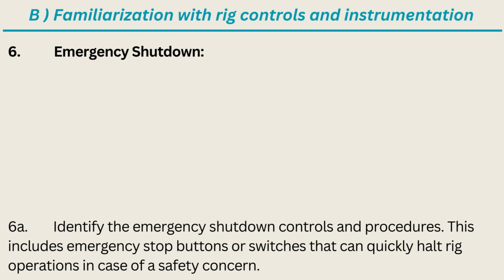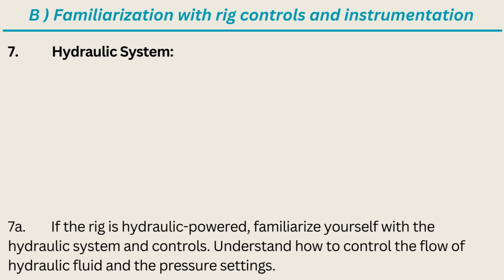6A. Identify the emergency shutdown controls and procedures. This includes emergency stop buttons or switches that can quickly halt rig operations in case of a safety concern. 7. Hydraulic system. 7A. If the rig is hydraulic powered, familiarize yourself with the hydraulic system and controls. Understand how to control the flow of hydraulic fluid and the pressure settings.